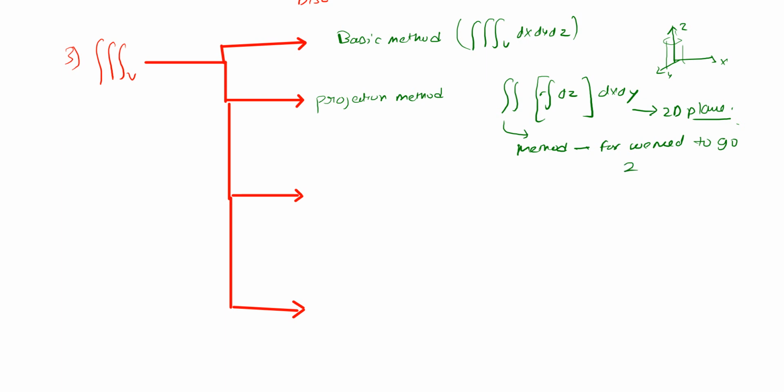Next part is the two types of objects in the 3D plane, like the cylindrical object and the spherical object. This is the cylindrical object, a cylindrical type structure. If we have a cylindrical type structure, the projection method will be applicable. You can use the projection method to evaluate cylindrical types of body.